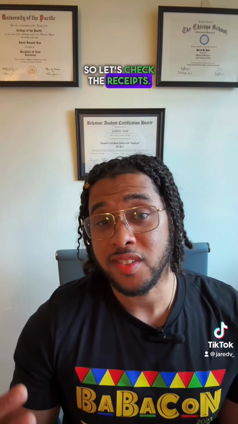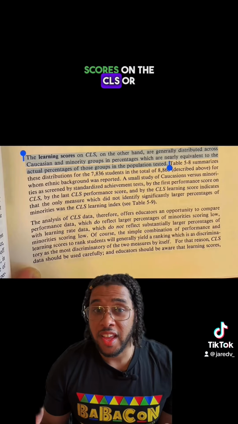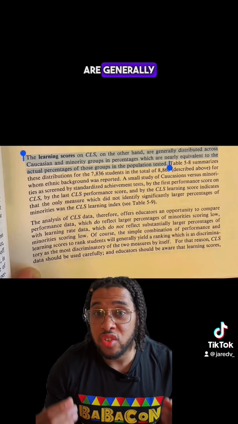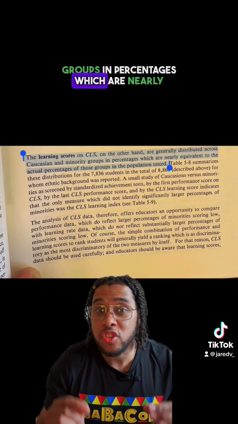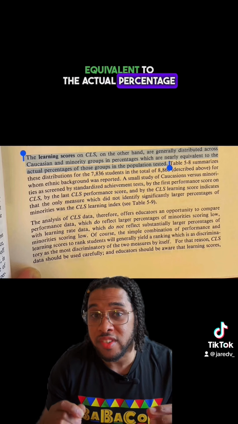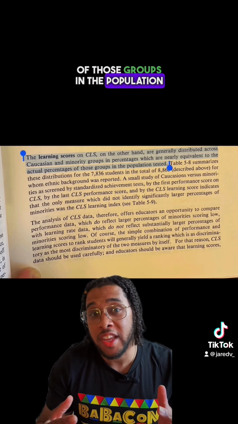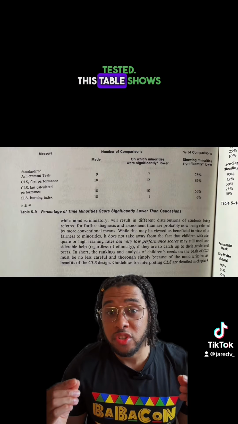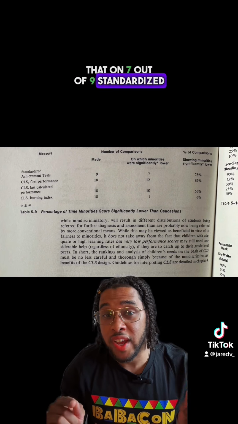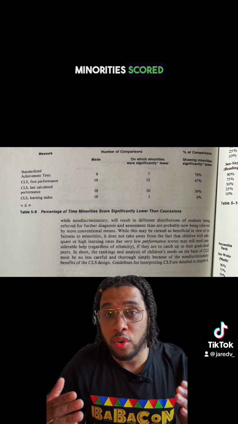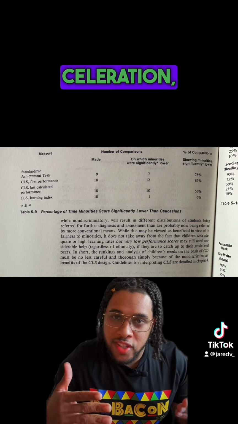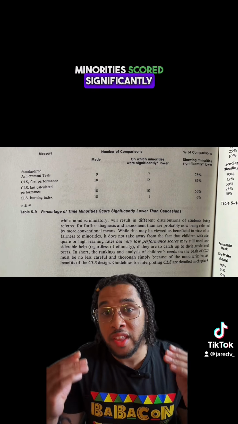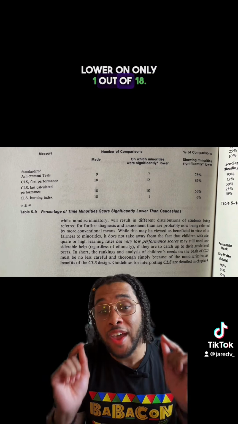So let's check the receipts. The learning scores on the CLS or celeration are generally distributed across Caucasian and minority groups in percentages which are nearly equivalent to the actual percentage of those groups in the population tested. This table shows that on 7 out of 9 standardized achievement tests, minorities scored significantly lower. But with the CLS Learning Index or celeration, minorities scored significantly lower on only 1 out of 18.